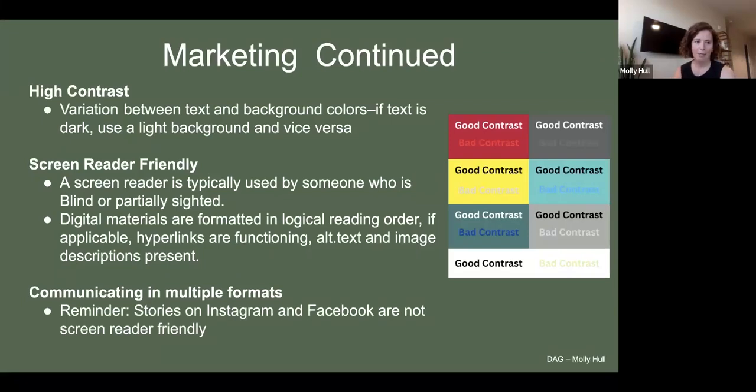Marketing continued. So high contrast, this goes along with simple design. High contrast simply means that you have a strong variation between the text and your background colors. If the text is dark, you use a lighter background, and vice versa. And on the right is a table with examples of good and bad contrast.